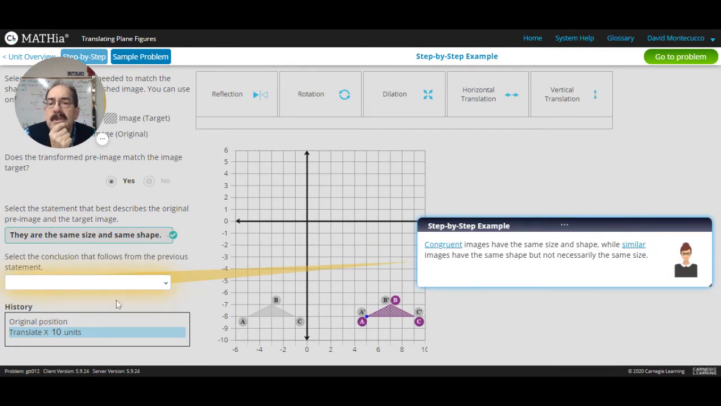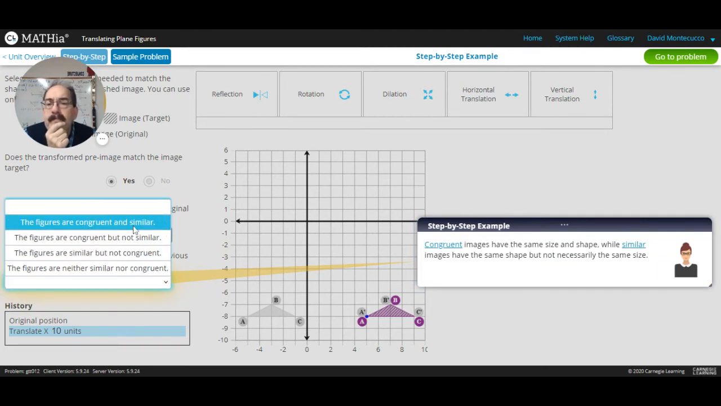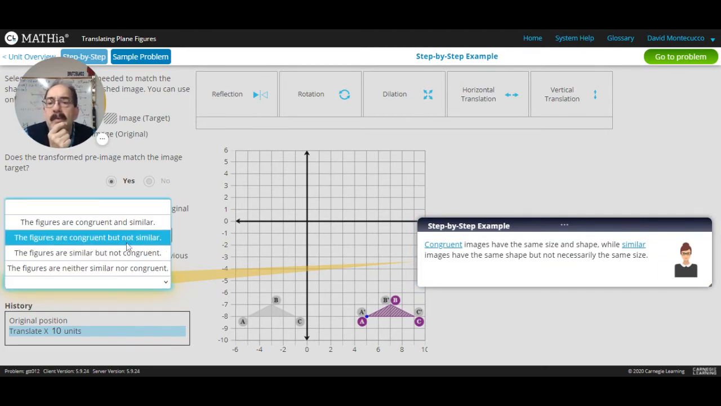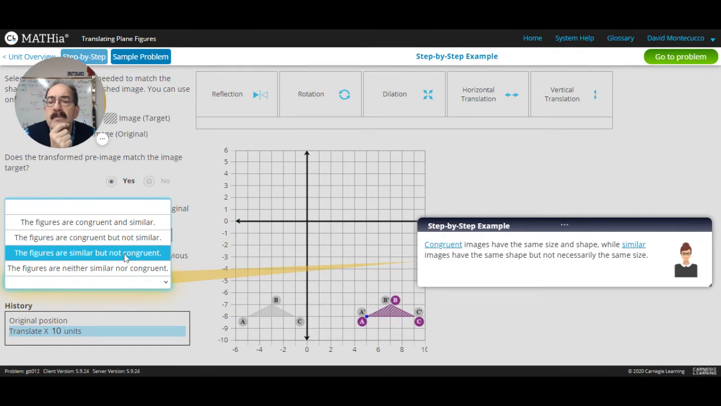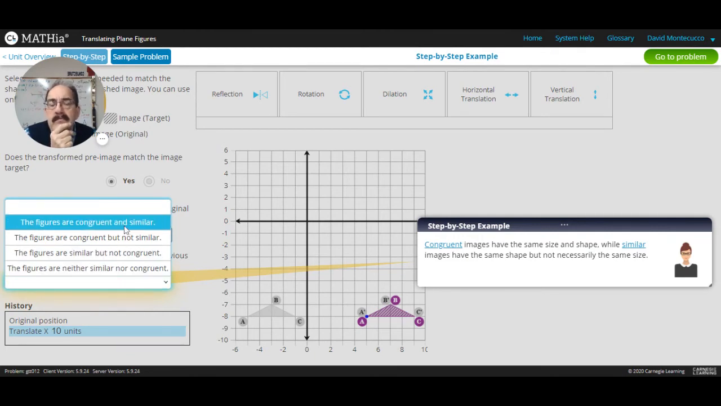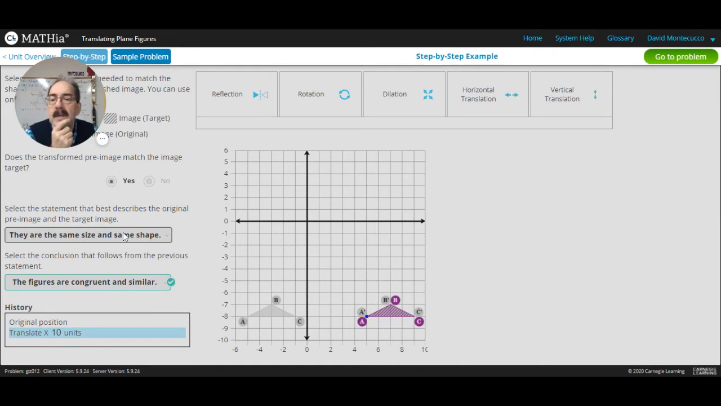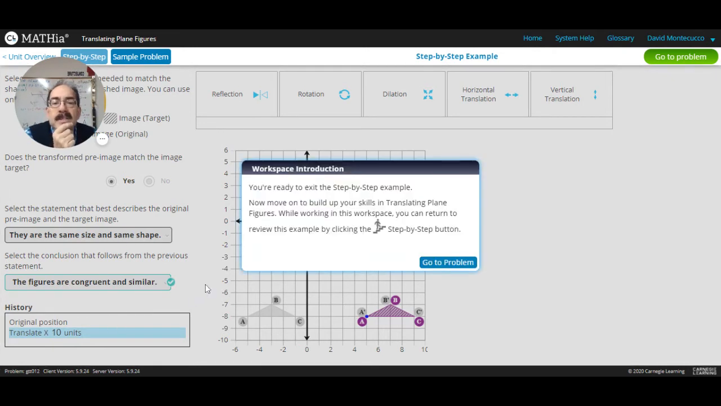Select the conclusion. Congruent and similar. Congruent but not similar. The figures are similar but not congruent. They're neither. They're similar because it's a 1-to-1 ratio. I'll remember to talk about that in class. Cool. Okay, let's go to a problem and try it.